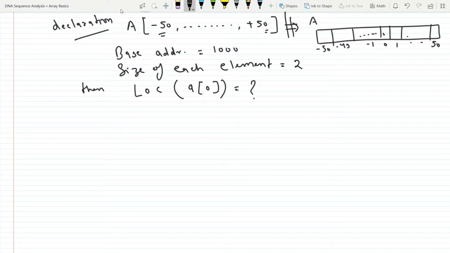Okay, so we are supposed to find this location A of 0. Each element size is given, base address is also given. So what is the base address? Base address is 1000 in our case, and each element is taking 2 bytes. Okay, so now how to find this particular location? So the location of A of 0 is going to be, what is the base address?